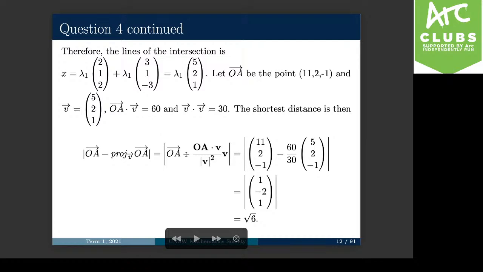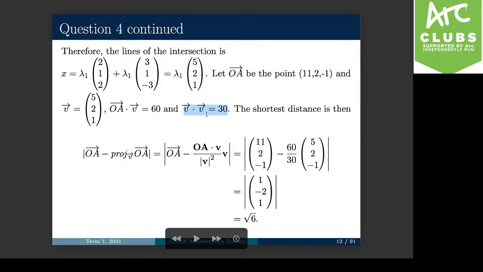So OA dot product V, which we found in the previous part, is just 60 over V squared. This is the same as this actually. Because V dot product V will always be a square anyway. So yeah, and it will be positive because of the absolute value.